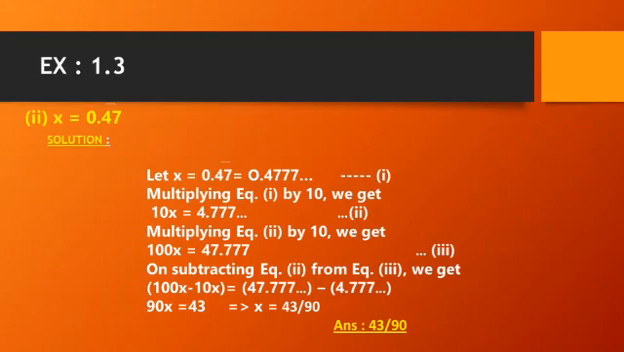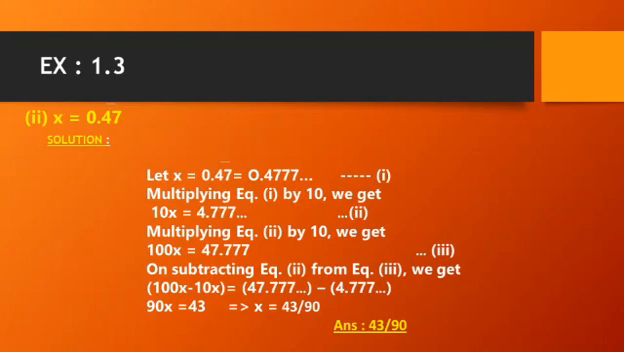See the decimal expansion of the first and second equation. While subtracting these, you will not get the whole number part, the integral part. So once again you have to multiply the second equation by 10. We get 100x is equal to 47.777. Now see the decimal expansion of the second and third. If you are getting the similar decimal expansion, then you can stop the multiplication and subtract the second equation from the third equation.